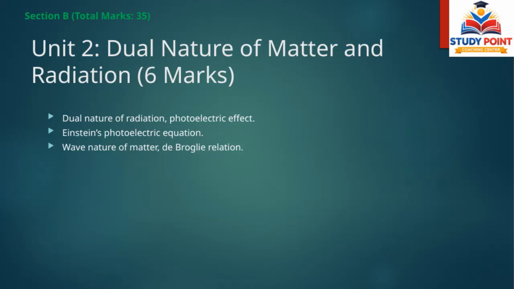Now let's move on to Section B, which is worth a total of 35 marks. In this section, we'll explore the dual nature of radiation and the photoelectric effect. This is a fascinating area because it reveals how light can behave both as a wave and as a particle.